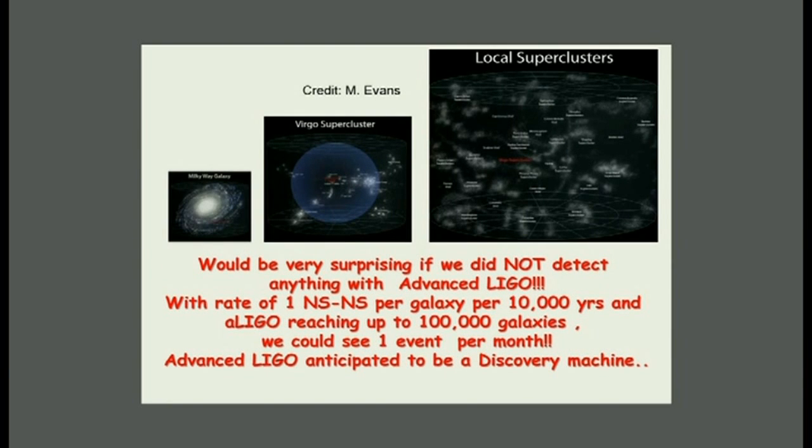So we were not surprised that we didn't see anything with initial LIGO. So it would really be surprising if we did not detect anything with advanced LIGO. And this is the important point I want to tell you. We are in this epoch of detections basically because if you use those same rates, advanced LIGO can see 100,000 galaxies. So in principle, you could even see one event per month. So advanced LIGO is expected to be a discovery machine.